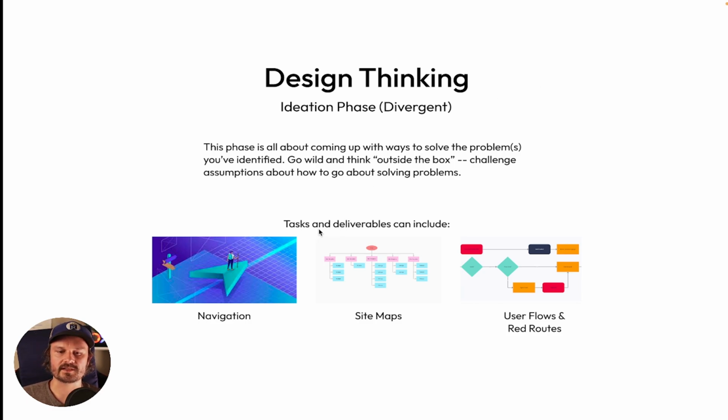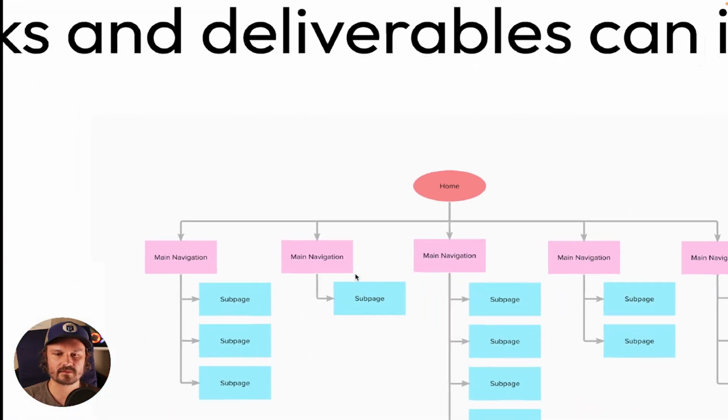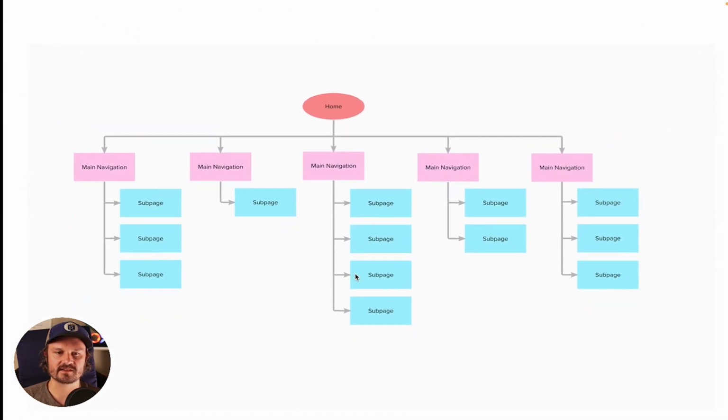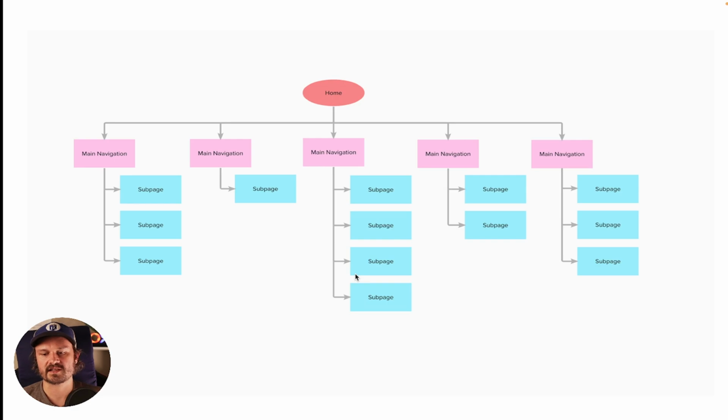And quickly, the tasks and deliverables here can include, or in this case probably should include at the very least, thoughts about how navigation is going to be in an abstract, broad sense, how users are going to interact in a navigation sense with the product. And from that, you might develop site maps.